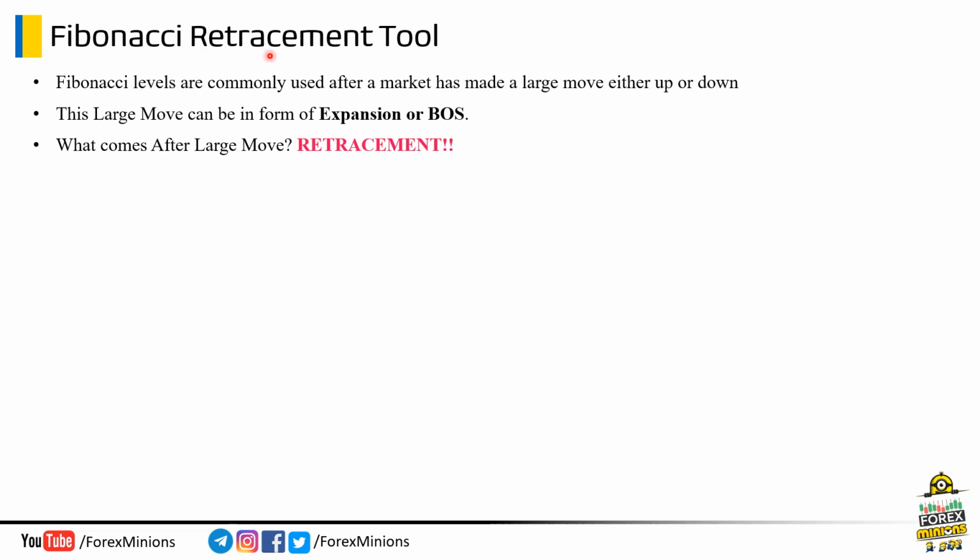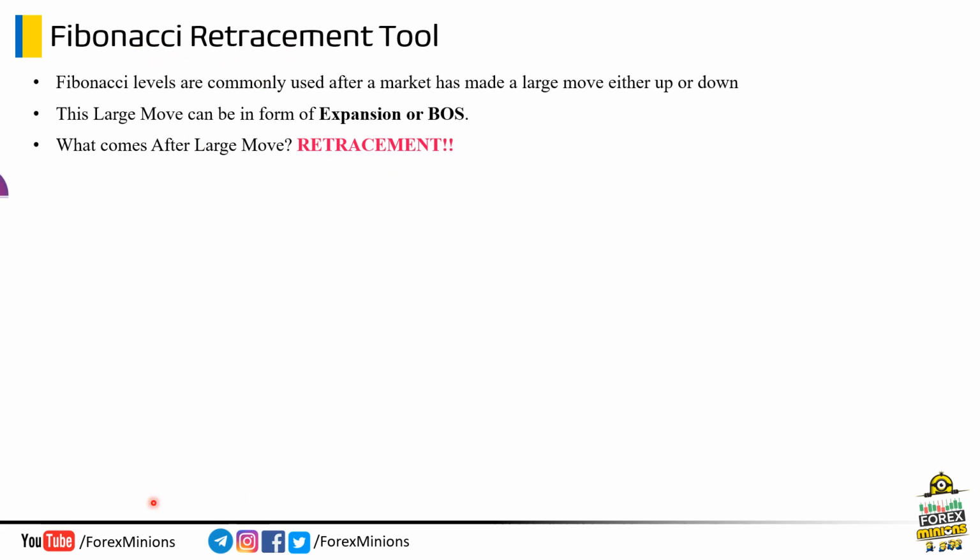Fibonacci levels are commonly used when a market has made a large move either up or downside. This large move can be in the form of an expansion or a break of structure. Now the question is, what comes after a large move? As we studied in the price cycle, there is always a retracement after expansion. That's why we need to check the magnitude of this retracement, or you can say the pullback against the expansion. To check how much the market can retrace, we will use the Fibonacci Retracement tool.